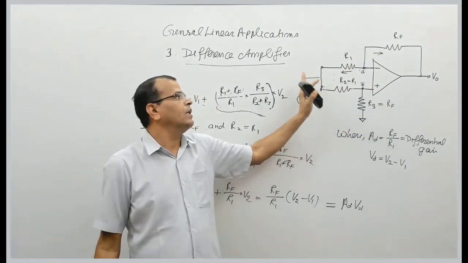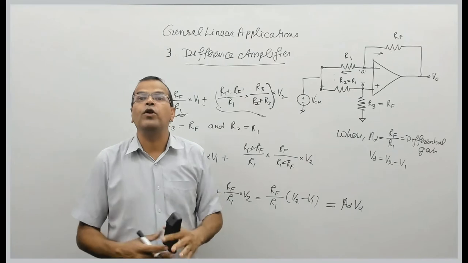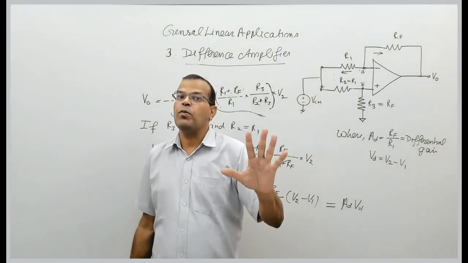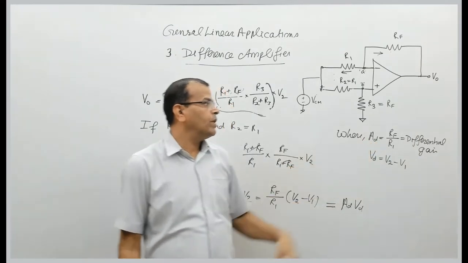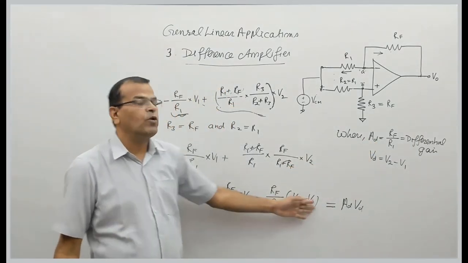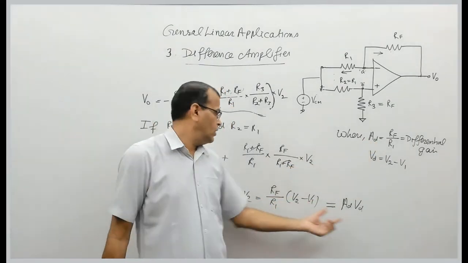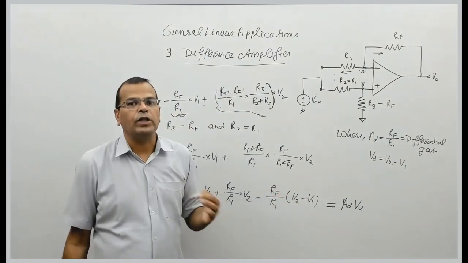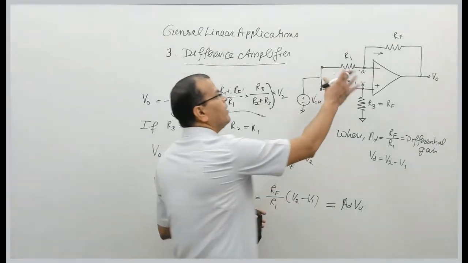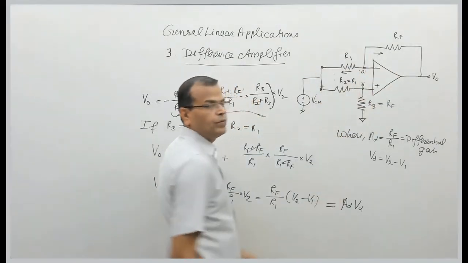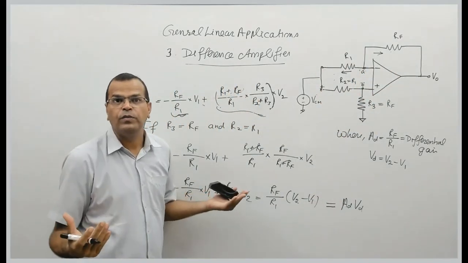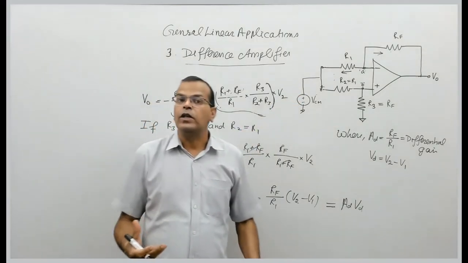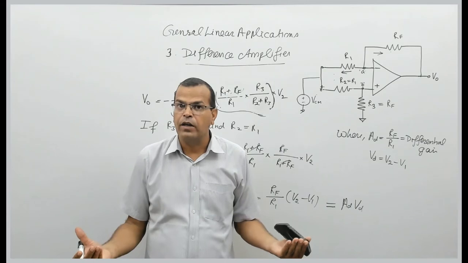In that case, the output for common mode input is 0. And if the output for common mode input is 0, what will be the common mode gain? Common mode gain will be 0. What I mean to say is the common mode gain for this circuit is 0. Why? Because output is 0 for non-zero input. If output is 0, that means there must be 0 common mode gain.